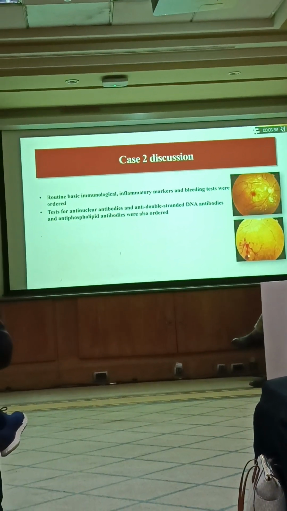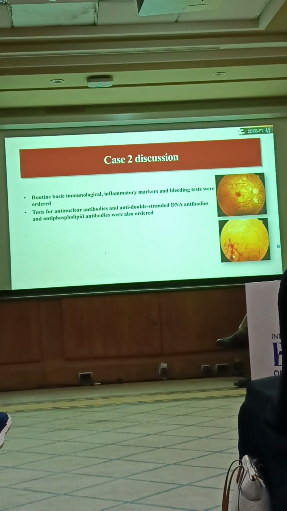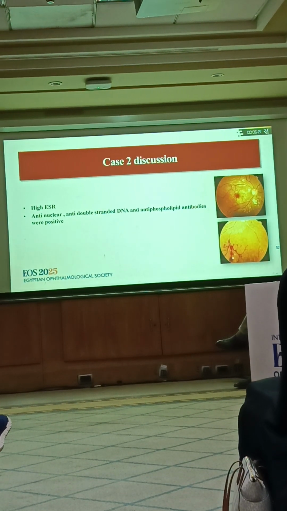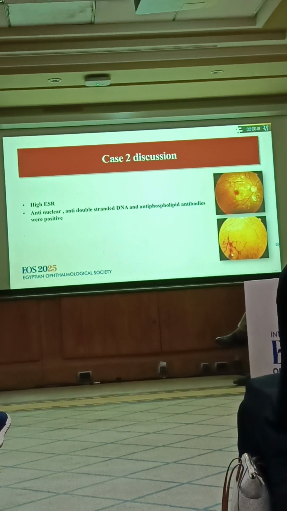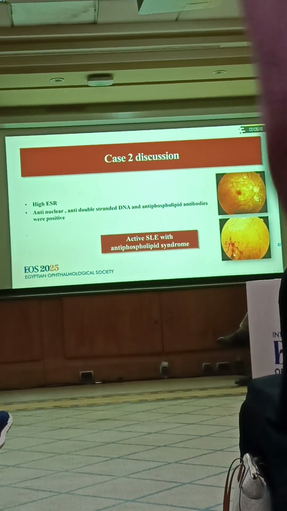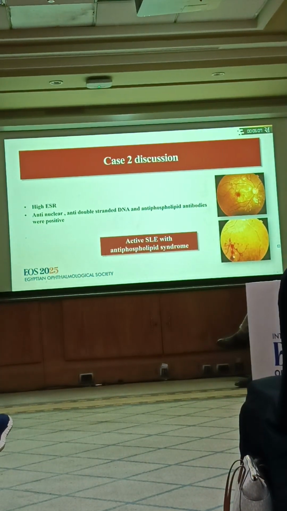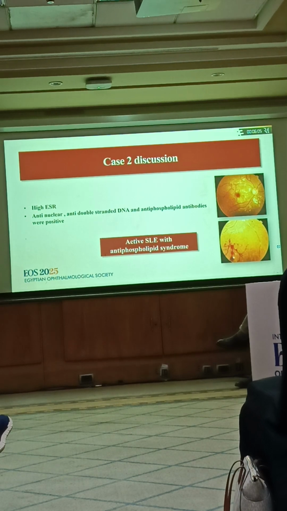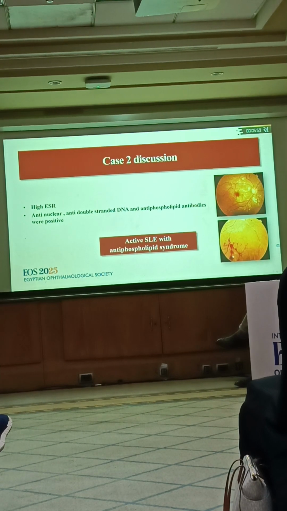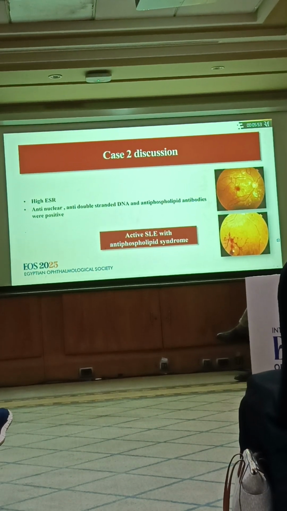So routine basic immunological and inflammatory markers and bleeding tests were ordered. Tests for anti-nuclear antibodies, anti-double strand, and antiphospholipid were ordered also. There was high ESR, and anti-nuclear, anti-double strand, and antiphospholipid were positive. The patient was diagnosed with active systemic lupus with antiphospholipid syndrome. I should stress here, lupus is a vasculitis, not a vasculitis disease. It causes vascular occlusion by a hypercoagulable state, either by itself or in association with antiphospholipid syndrome. And the disease here is a vascular occlusive disease and not pure vasculitis.